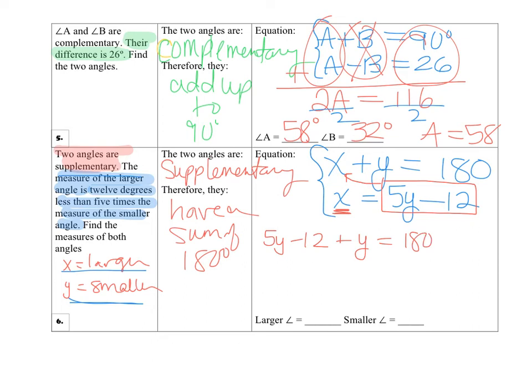Once I do that, once I substitute, I am left with just one variable, and I can solve this equation pretty simply. Combine like terms, 5y plus y is 6y. We're going to isolate to get y alone, so add 12 to both sides, and divide by 6.